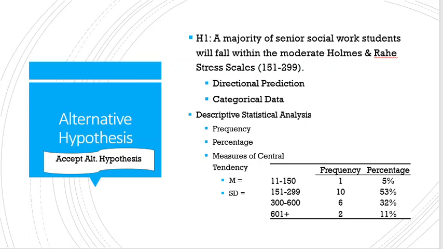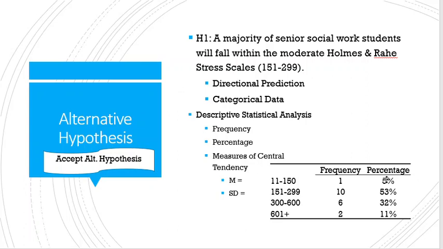So for the alternative hypothesis that we had, a majority of senior social work students will fall within the moderate Holmes and Rahe stress scale scores of 151 to 299. This is a directional prediction. We're predicting that these scores are going to fall into a specific place. This is categorical data because it falls into a category. And we are going to use descriptive statistical analysis.